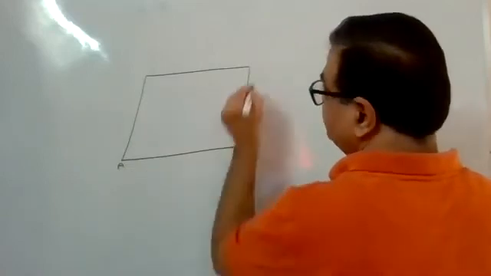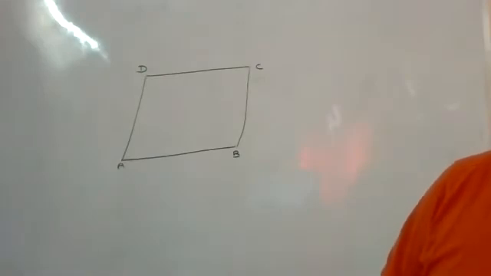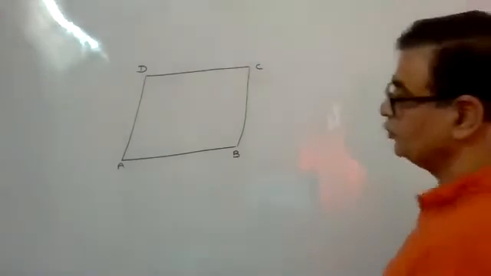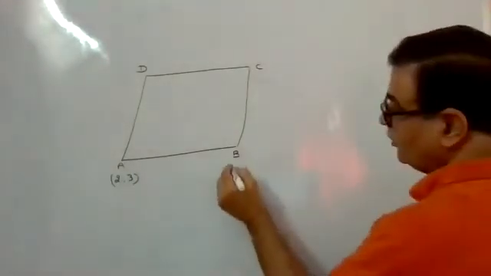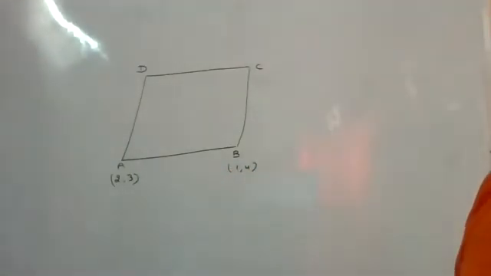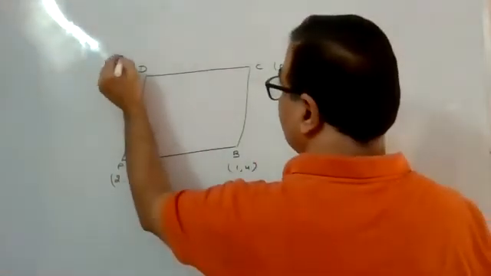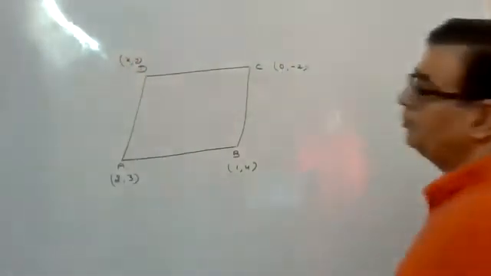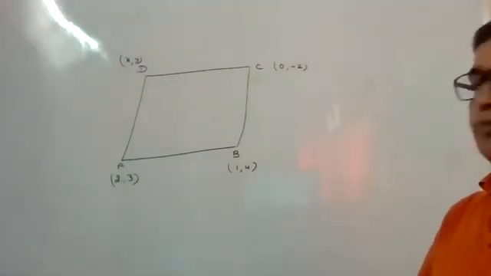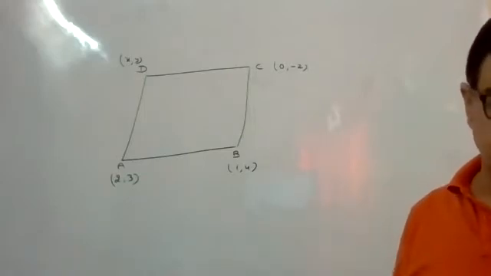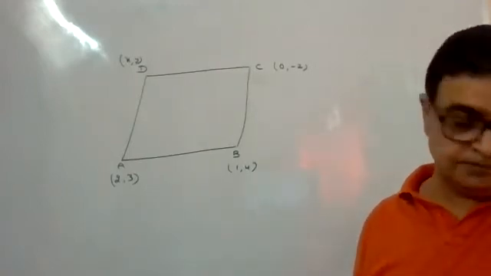ABCD is a parallelogram in which the coordinate of A point is 2, 3, B point is 1, 4, and C point is 0, minus 2. Find out what will be the coordinate of D. Let this coordinate be x, y. It is a parallelogram. What should be x and y?